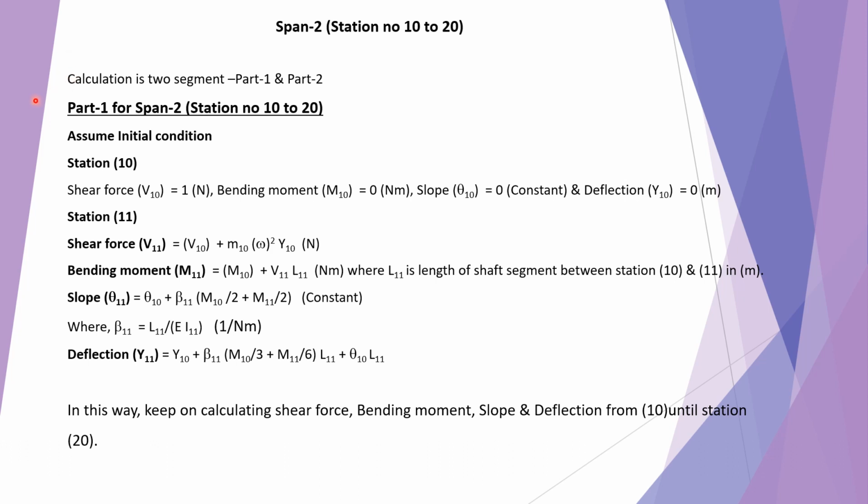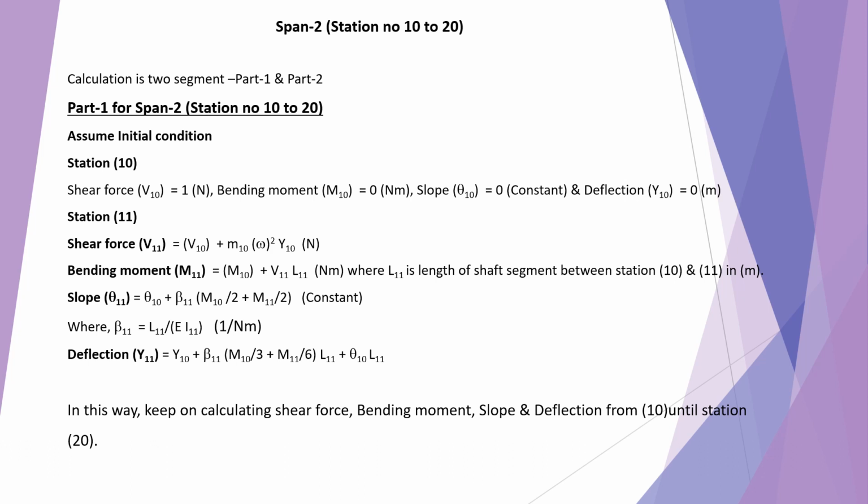Part 1 for span number 2, assume initial station number 10: shear force V10 is 1, bending moment M10 is 0, slope theta 10 is 0, deflection y10 is 0. Station number 11, shear force V11 is equal to V10 plus M10 into omega square into y10. Bending moment M11 is M10 plus V11 into L11.